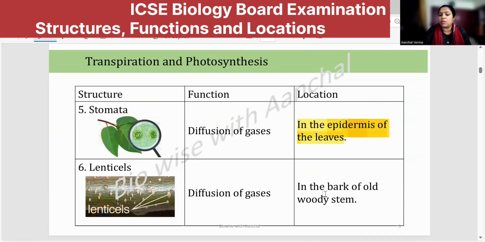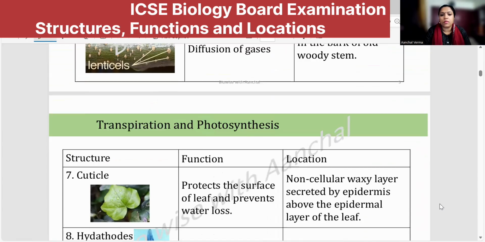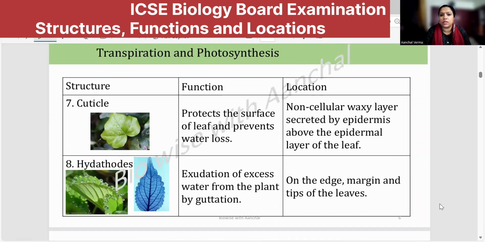Lenticels are present in the old woody stem, on the bark of the old woody stem. Old woody stem is very important. And again, the function is diffusion of gases. Moving to the next, cuticles. Cuticles protects the surface of the leaf and prevents water loss. That is the function. Location, it's a non-cellular waxy layer secreted by epidermis above the epidermal layer of the leaf. So you have an epidermis and above that there is a waxy coating. That waxy coating is called cuticles.